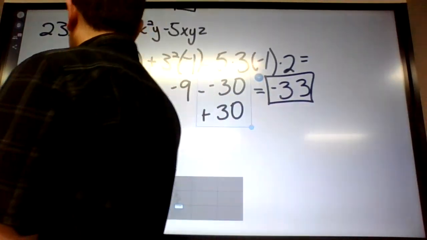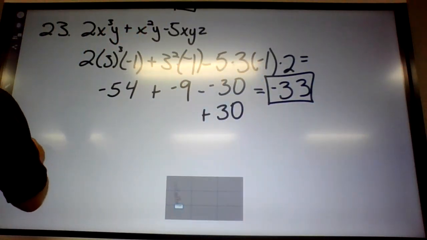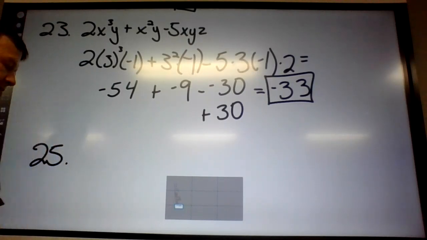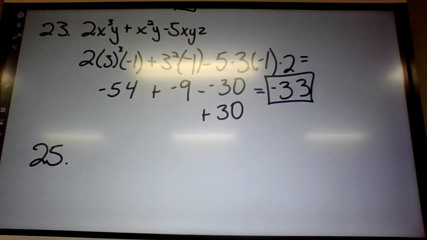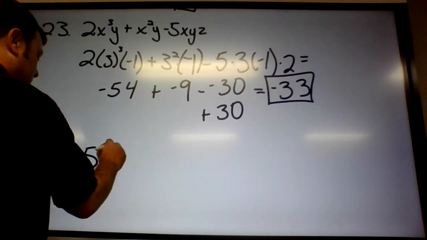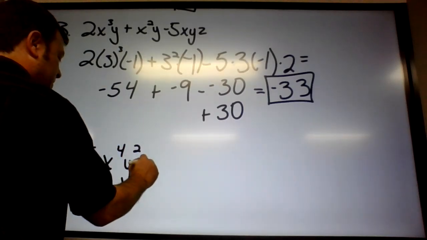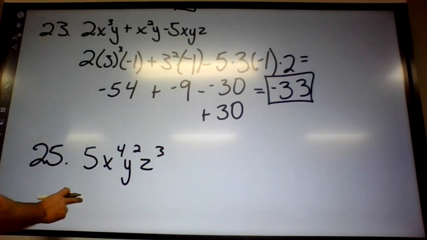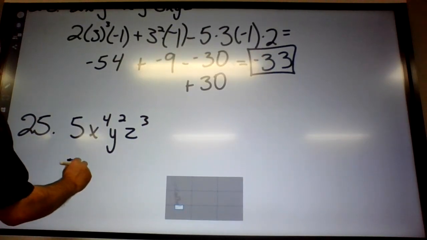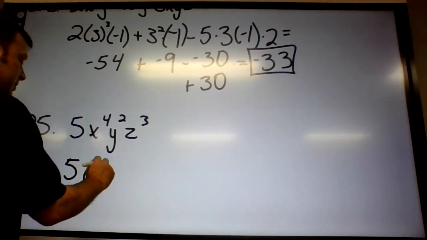Alright. 5x to the fourth y squared z cubed. This one's actually smaller, thankfully. Okay, 5 times 3 cubed.